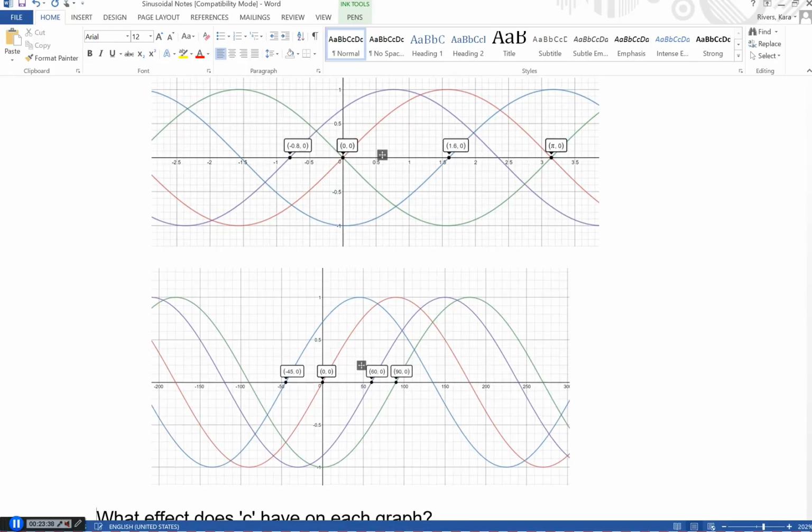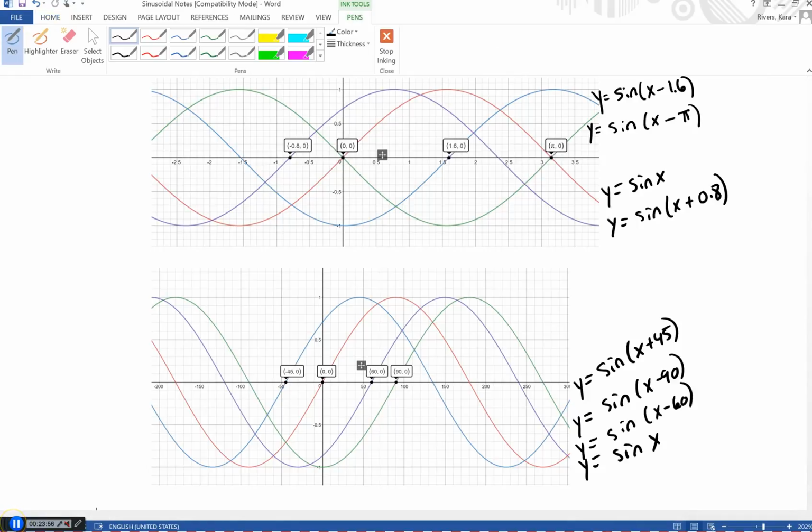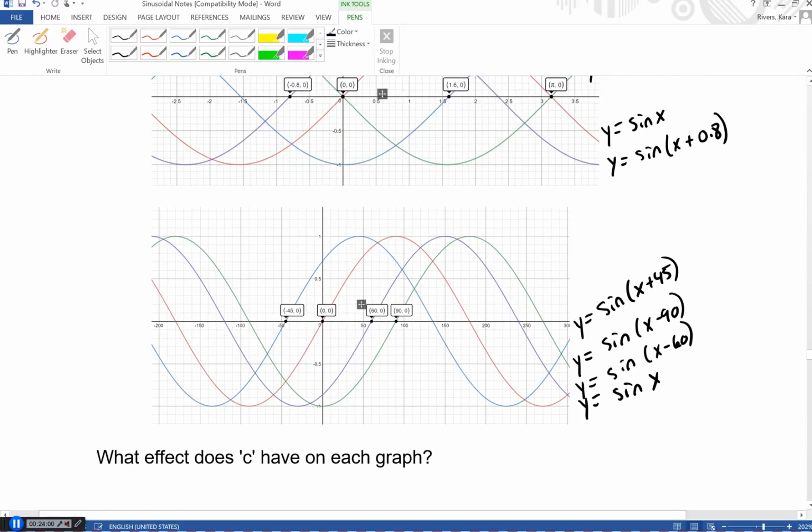Okay, and you can see that I've labeled those phase shifts. So you should probably go ahead and label each of your graphs so that you know which one corresponds to which graph. And it's a little bit easier to see because the phase shift actually is exactly the value that shows up in your equation. So go ahead and label those now. All right, so let's answer the question that we're being asked down here. What effect does C have on each graph?